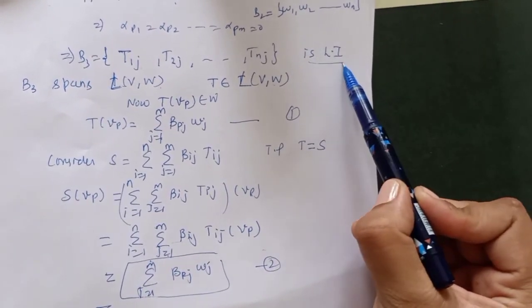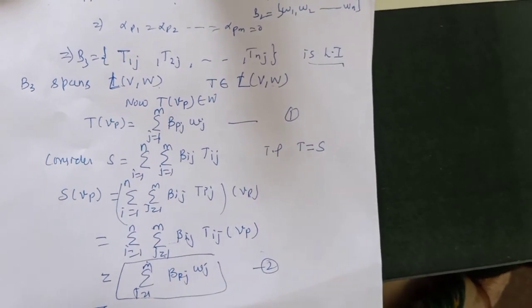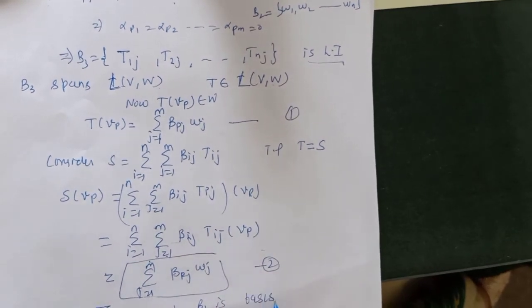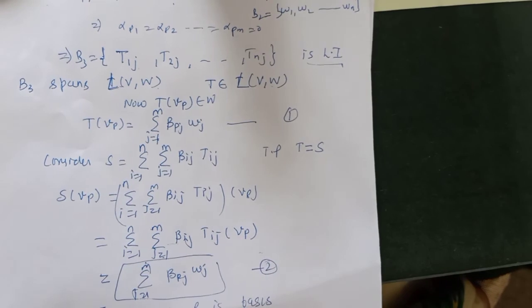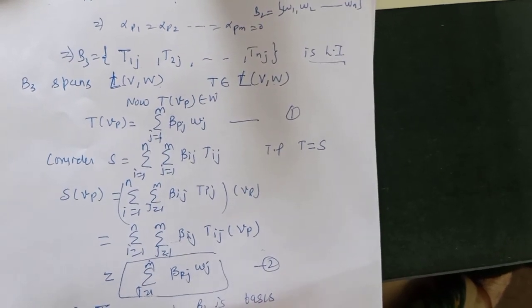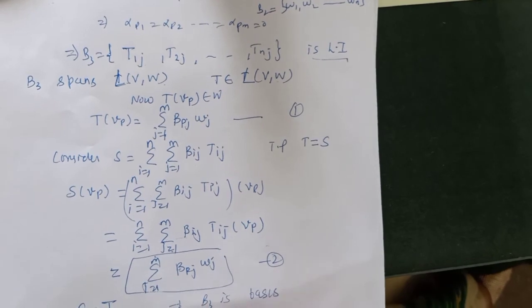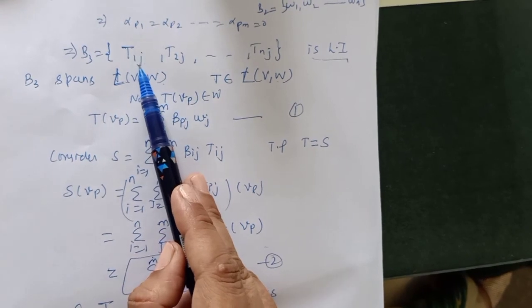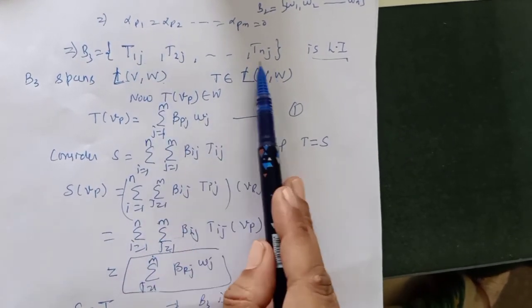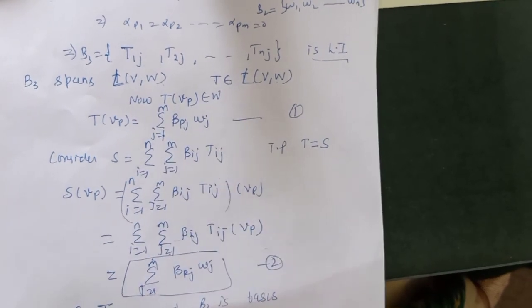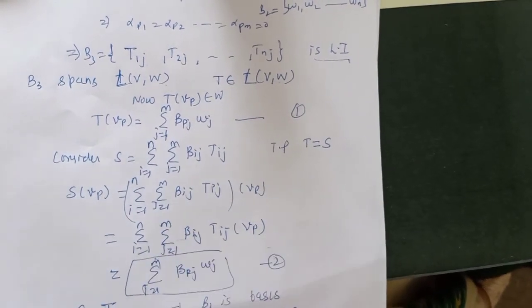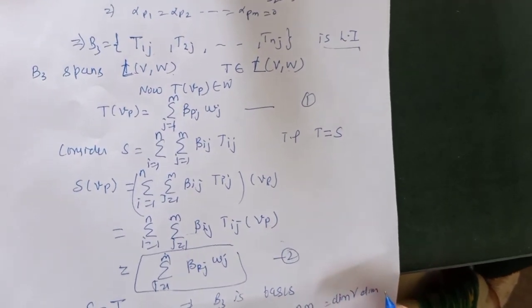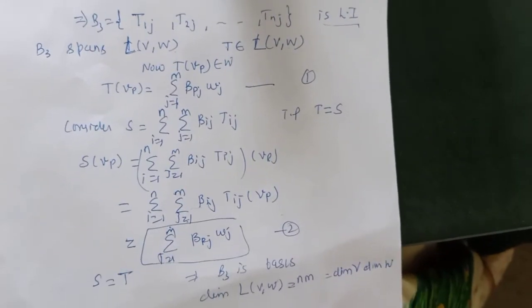We already proved that this is linearly independent. Now we have proved that it spans, therefore it forms the basis. And I already told you how many elements this B3 has. What is the dimension of this linear space? How many elements are there? This is 1, 2 up to n. Then when you put j as 2, you will again obtain n. How many times will you obtain it? m times, since j is from 1 to m. So this dimension is n into m. What is n? n is the dimension of V and m is the dimension of W. That's it.